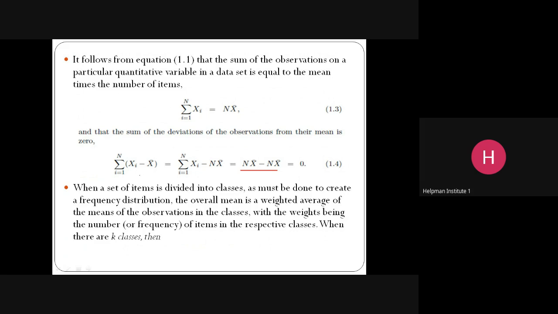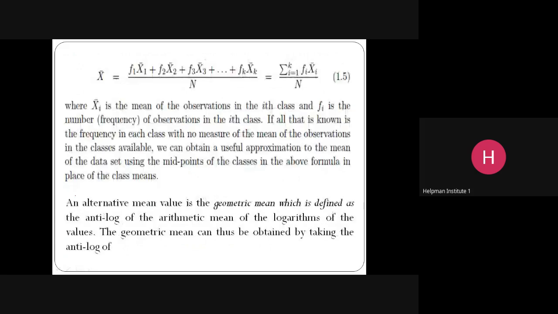When a set of items is divided into classes, as must be done to create a frequency distribution, the overall mean is a weighted average of the means of the observations in the classes, with the weights being the number or the frequency of items in the respective classes. And when there are k classes, then we have this particular formula. The mean gives us the frequency times the particular class, so each observation multiplied by its frequency, and then we sum everything. So we get another representation here for the arithmetic mean.